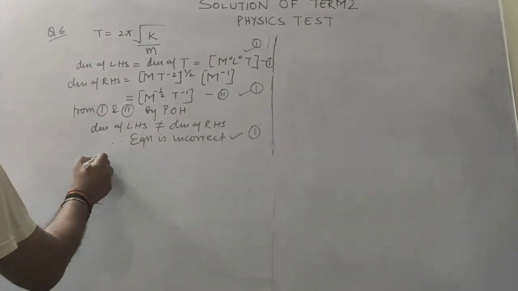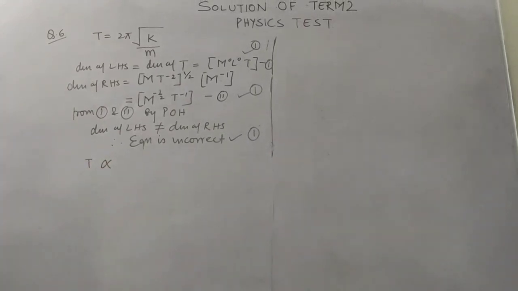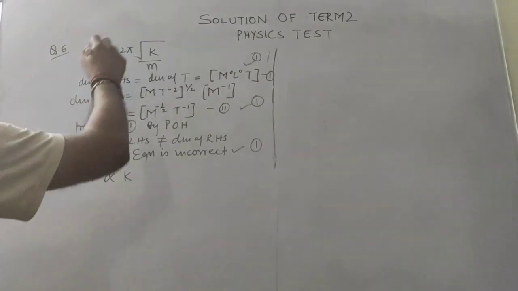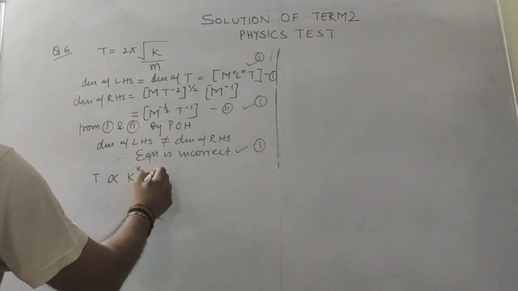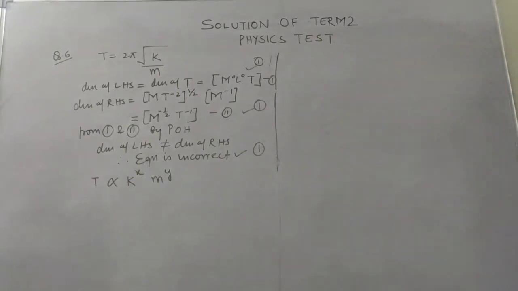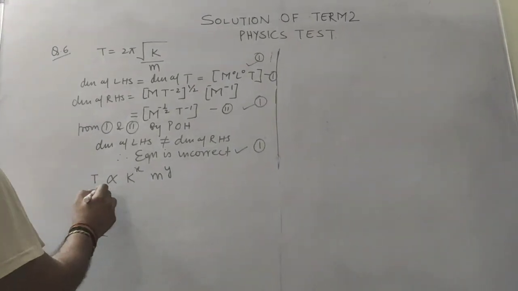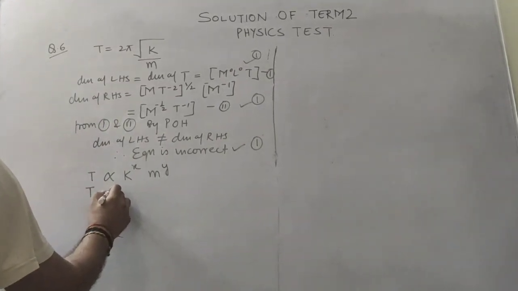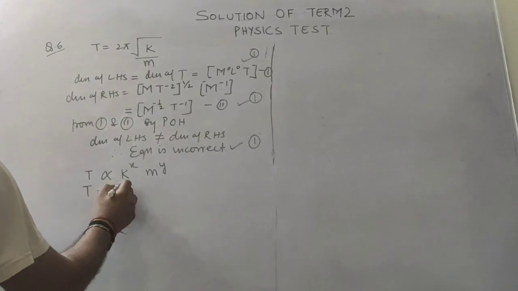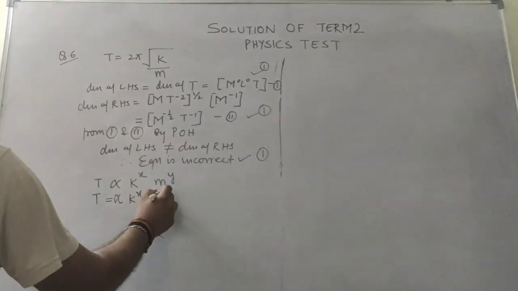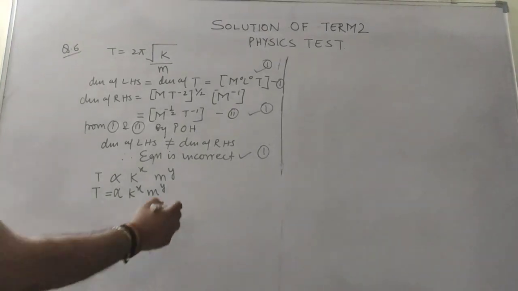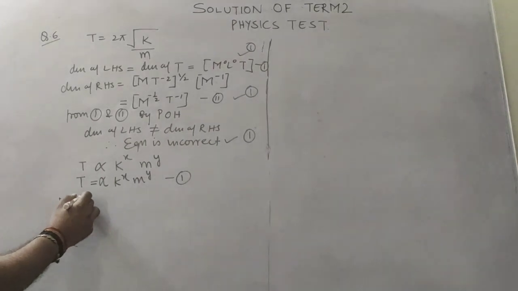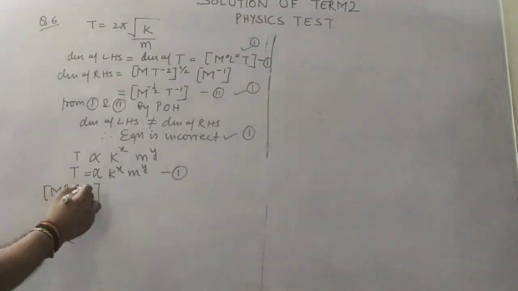Again, I have told you how to check in the dimension chapter. It depends, no other quantities will be taken. Only these 2 quantities will be considered: k to the power x and m to the power y. Time period depends on this, according to the question. Now remove this and take any constant, say for example, alpha. T equals alpha k^x m^y, where alpha is any constant. Now here M⁰L⁰T¹.